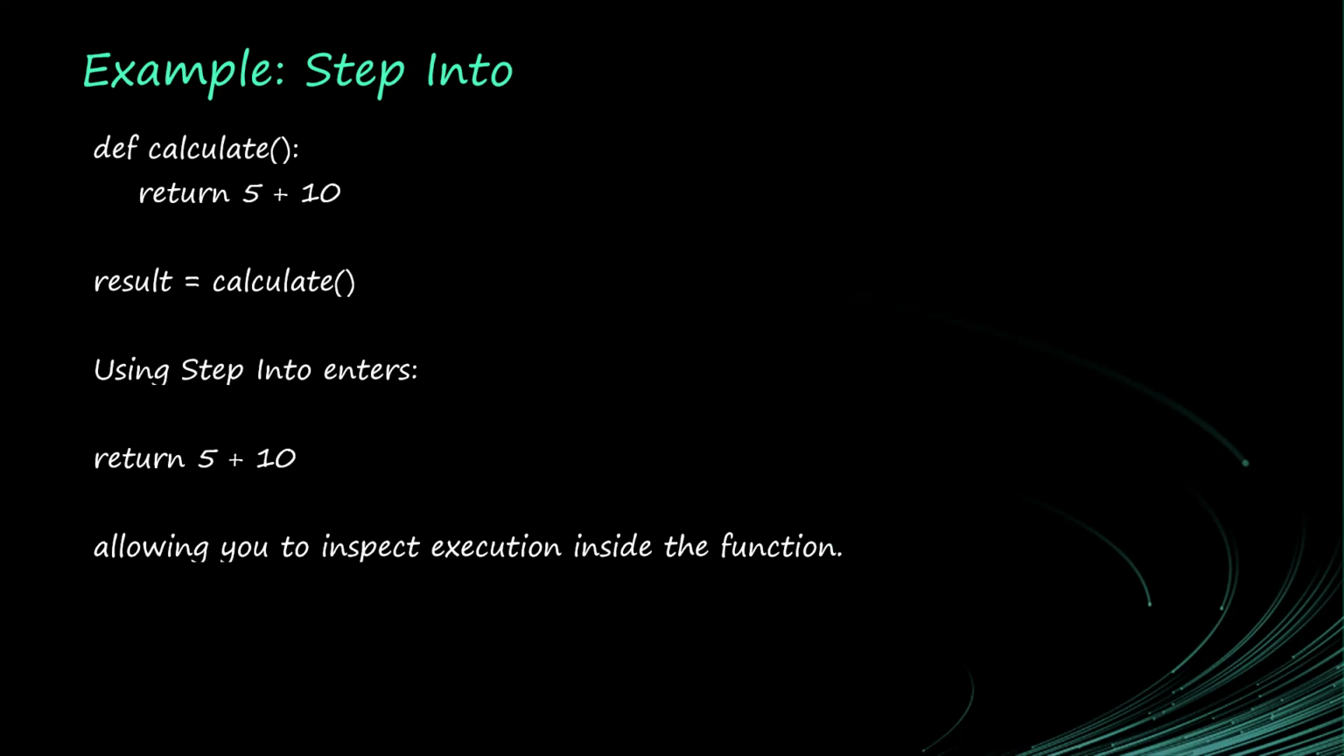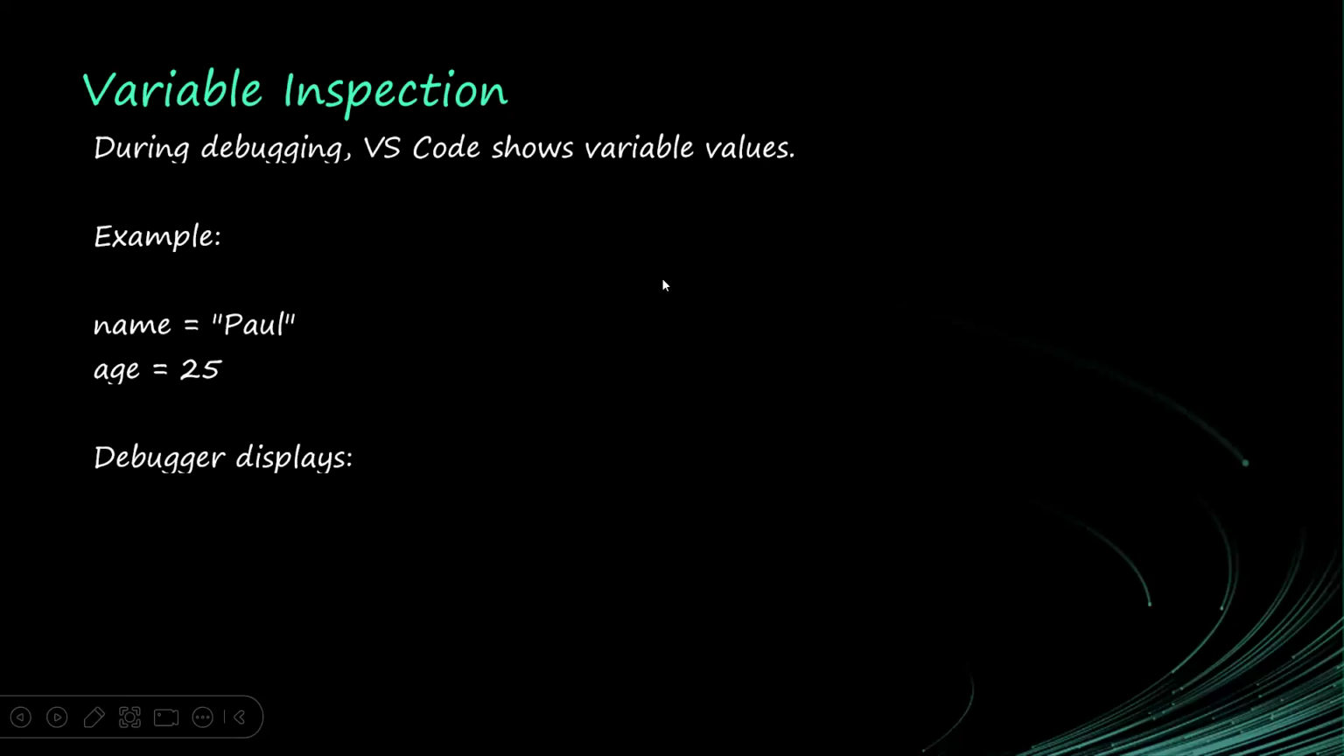So it allows you to inspect execution inside a function. When you get inside a function, you can inspect what is going on inside of the function. So how do you inspect variables? When you're in debugging mode with Visual Studio Code, it shows variable values. I showed that to you.